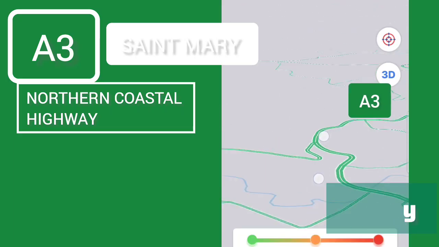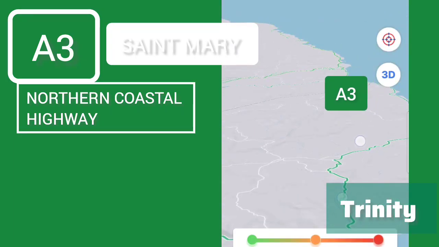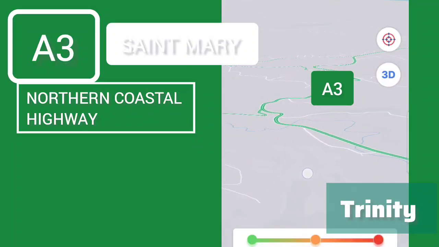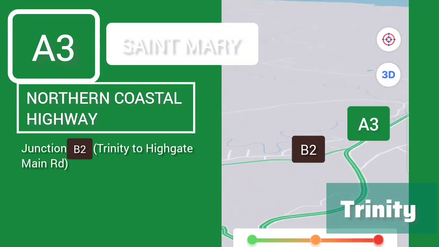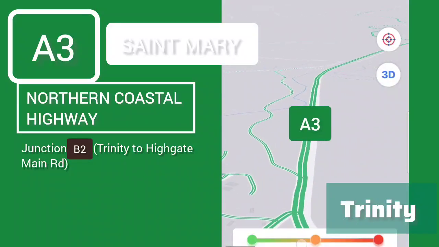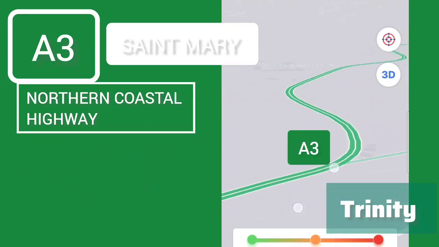Okay, I think this is the road. If you're going back to Highgate, this is the road that would bring you back there. Yes, this road right here, or probably this one. And now we're Port Maria bound. So we're heading into Port Maria now.